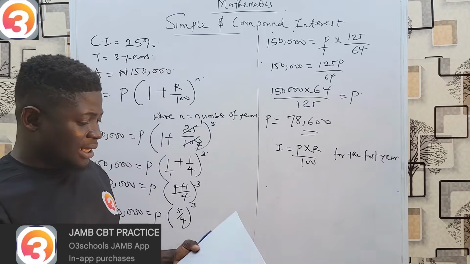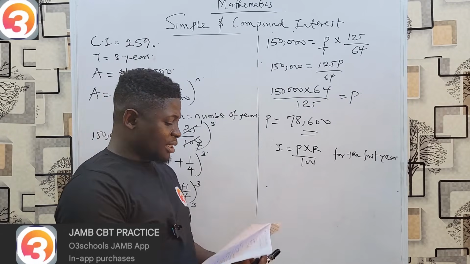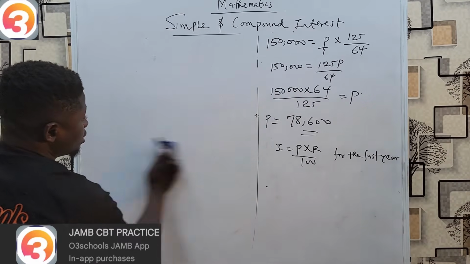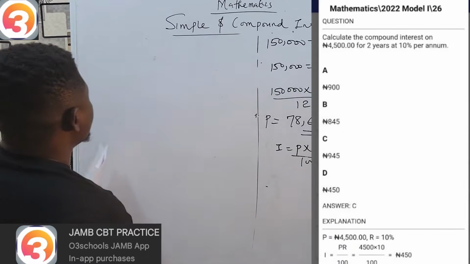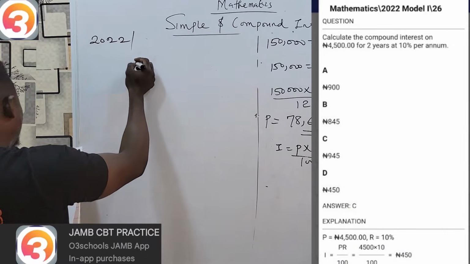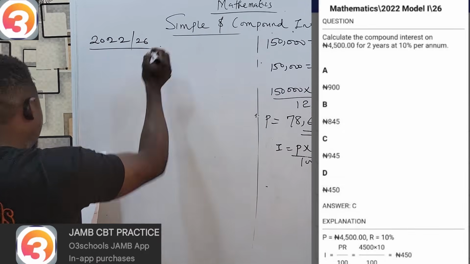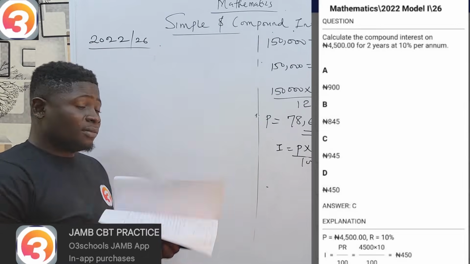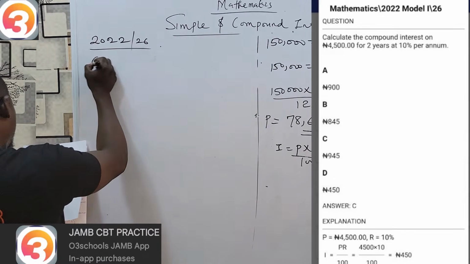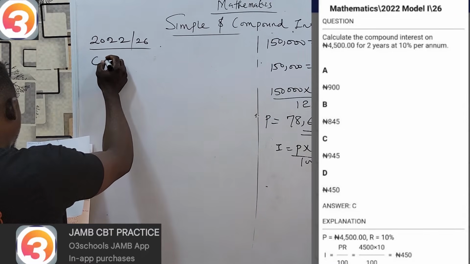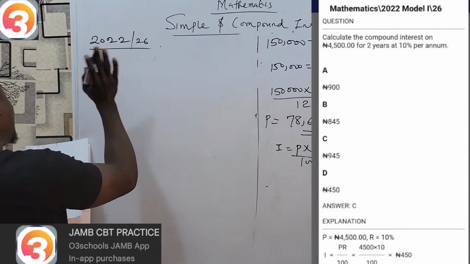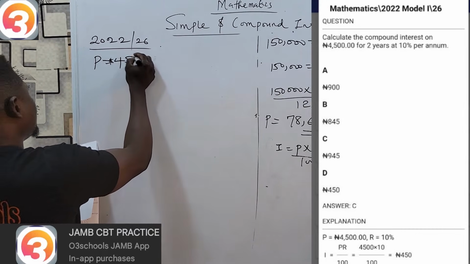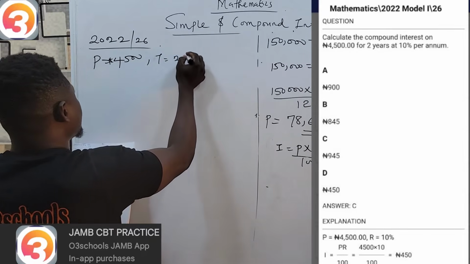All right, let's go to the last question. The last question is a 2022 question, question number 26. They said calculate the compound interest on 4,500 naira for 2 years at 10% per annum. So to calculate the compound interest, we're given the principal to be 4,500 naira. They were given the time, 2 years.